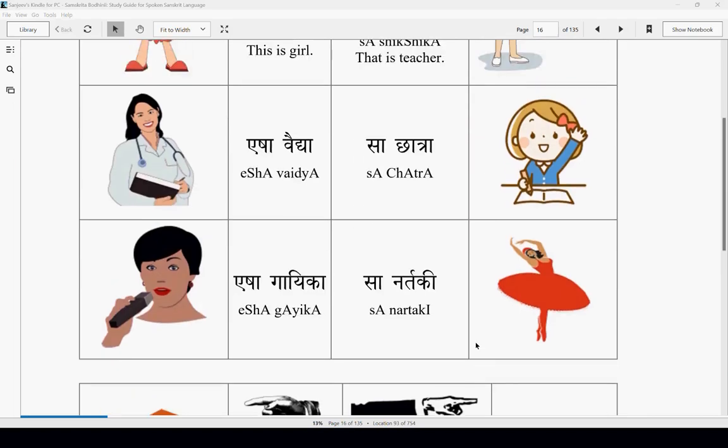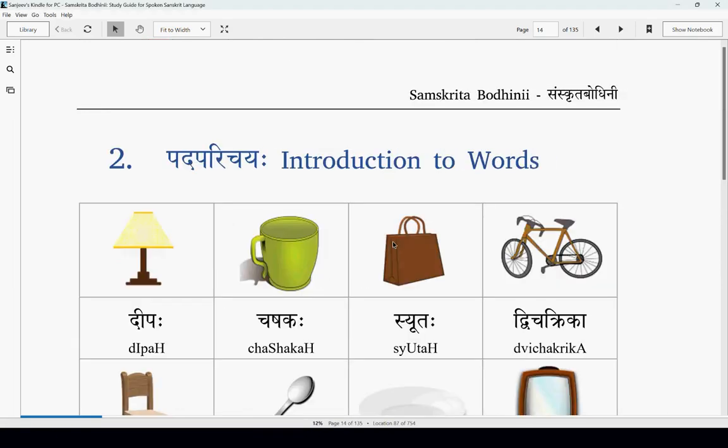Same thing we have Esha Gayika, Sa Nartaki. Again, this Nartaki, with the Dirgha E, is also a Strilinga word. The other Strilinga words could be, what did we see here on the top before? There we saw Dvichakrika, so you can use Sa Dvichakrika Asti or Esha Dvichakrika Asti.